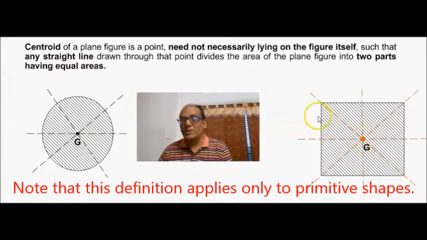Similarly, the point G here divides any line drawn through this point G. For example, this diagonal divides it into two halves, half to the left, one half to the right, and these two parts have equal areas. Similarly, if you draw a horizontal line, this horizontal line will divide this rectangle into two halves, top and bottom. So G is the centroid.